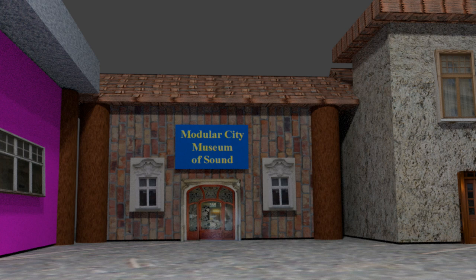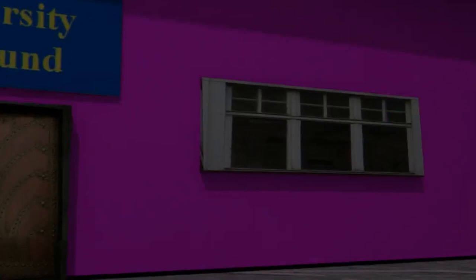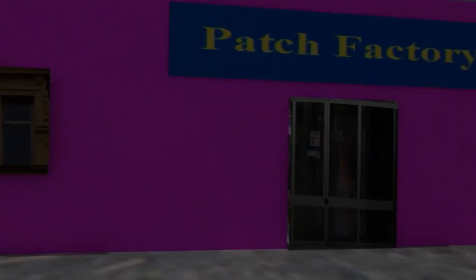You would like to do some work or get some inspiration for your work at home in your own studio? Well, you might like a visit to one of our factories then. Next to the university, there is the patch factory where fans of modular synthesis develop and show their patch ideas or work on whole setups. There are high professionals as well as learners and beginners working there.